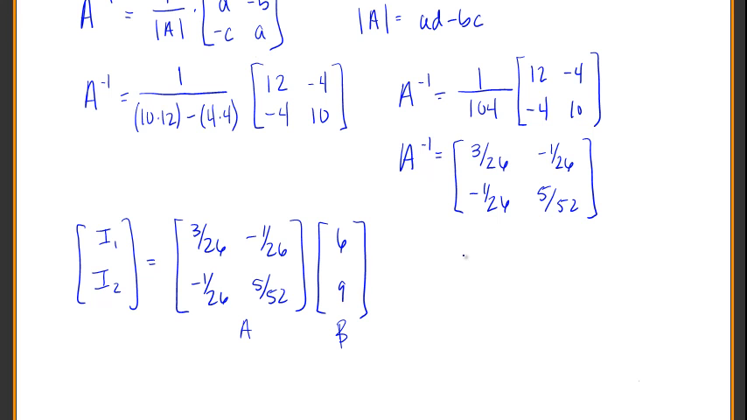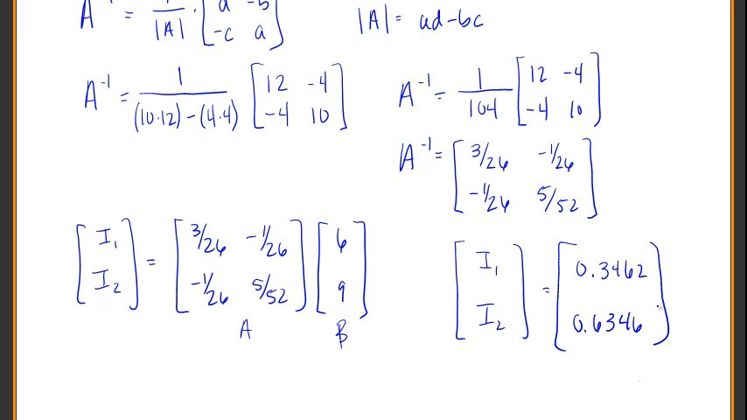But when you plug this in, your calculator is going to spit out a matrix. It's going to be a 1-column matrix, something like 0.3462 and then 0.6346. And how you match it up is, the first one represents I1, and the second one represents I2. So that's how to find I1 and I2 using the matrix method.